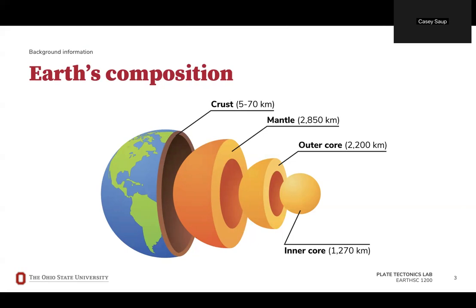Surrounding the inner core is the outer core, which is approximately 2,200 kilometers thick and composed of molten iron and nickel that moves in convective currents that help generate Earth's magnetic field. Surrounding the outer core is the lower mantle, which is 2,850 kilometers thick and composed of hot, plastic rock that moves in slow convection currents, which drives plate tectonics. Finally, the crust is the outermost layer of Earth. It is 5 to 70 kilometers thick and has two main types, oceanic and continental crust, which differ in density and composition.